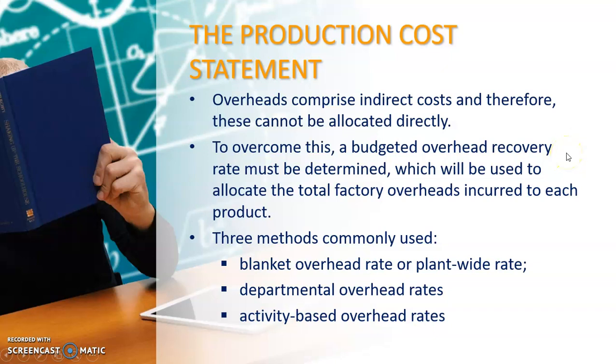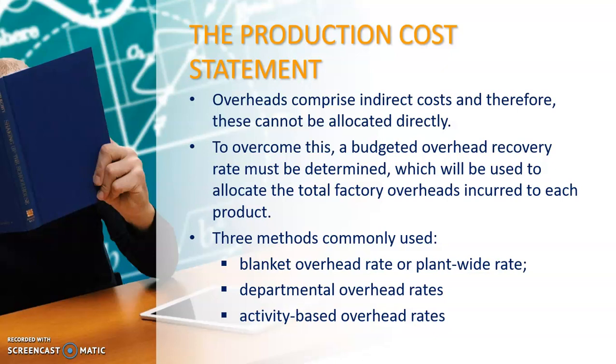Okay, so just having a proper rundown of this slide. By now you should know that overheads refer to your indirect costs, okay? And as a result of this, these costs cannot be allocated directly, right? So this is in contrast to your direct materials and your direct labor, which can be allocated directly to that product, hence the name direct material and direct labor.